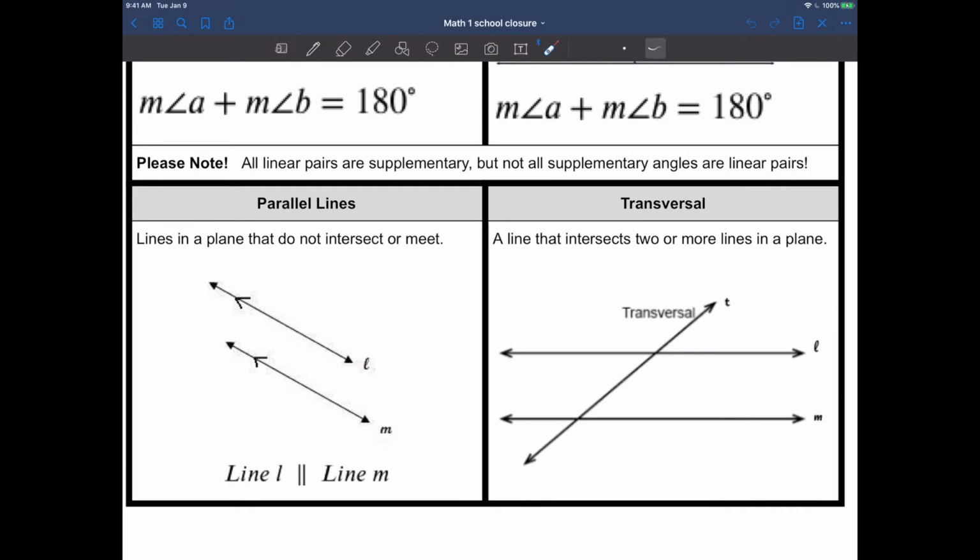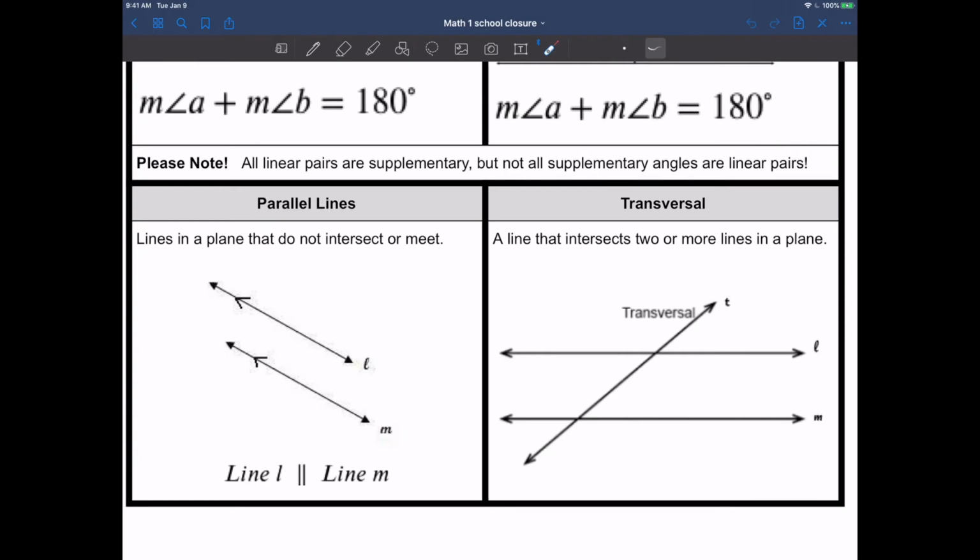Parallel lines are lines in a plane that do not intersect or meet. In an image, when we draw parallel lines, a lot of times you'll see arrows. And if they're matching, then what we're saying is that line L is parallel to line M. When we write it in statements, we can write it this way: line L is parallel to line M.